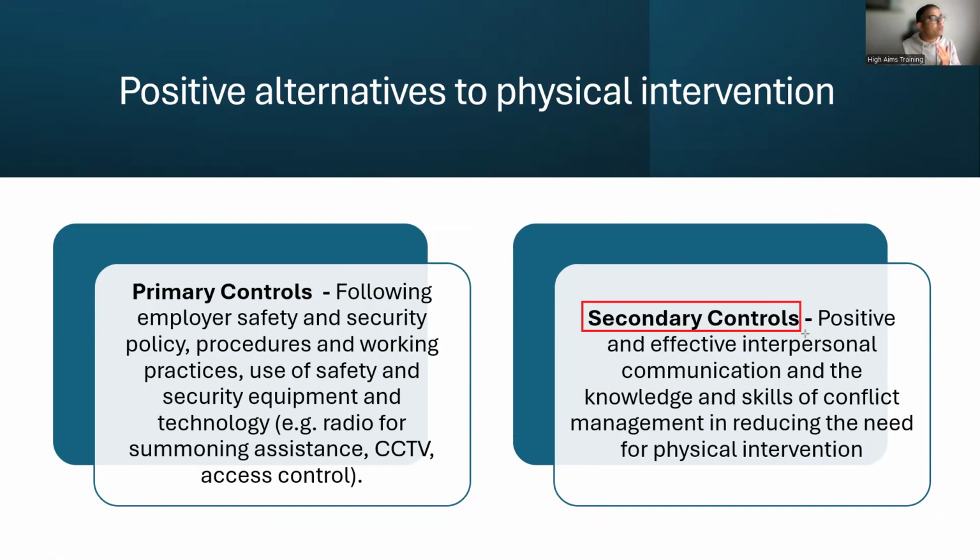As I said, it has to be necessary, it has to be justifiable, it has to be reasonable, it has to be proportionate, and you can be held accountable for it. You need to be ready for that. Yeah. So we use primary controls, we use secondary controls, and as a last resort, we can use physical intervention skills. We've completed our first topic.